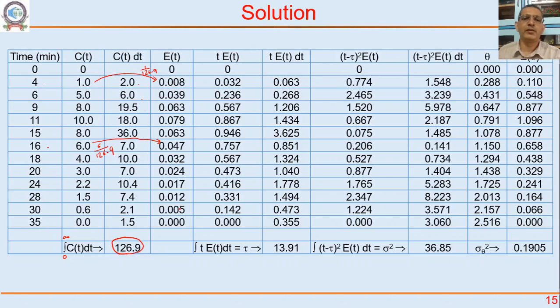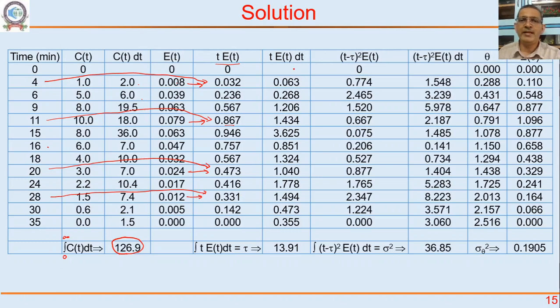Okay, make sure that you get these values. Now t E(t) dt. So take this product t E(t). T equal to 4 multiplied by 0.008 will give you 0.032. That's the product t into E(t). 11 multiplied by 0.079 will give you 0.867. 20 multiplied by 0.024, there's round off obviously, but it will give you 0.47. 28 multiplied by 0.012.